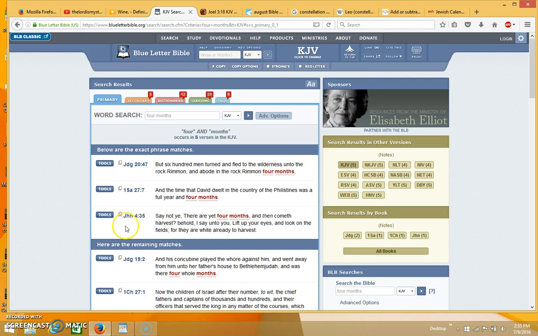And that could have been what Jesus was talking about in John 4:35 when he said, "Say not ye, there are yet 4 months, and then cometh the harvest. Behold, I say unto you, lift up your eyes and look on the fields, for they are white already to harvest." So the fields would have been white in April, and they would have been ready to harvest, but then 4 months later there would be another harvest, which would be the summer harvest.